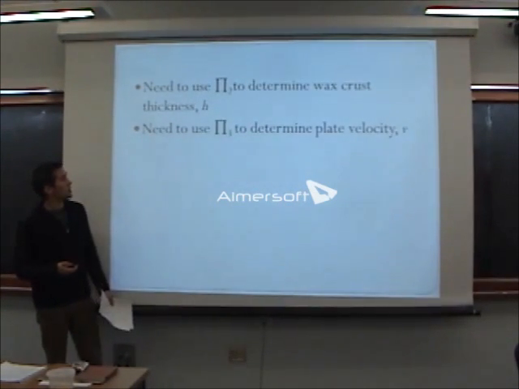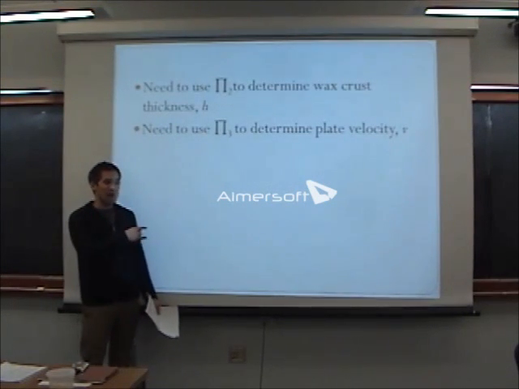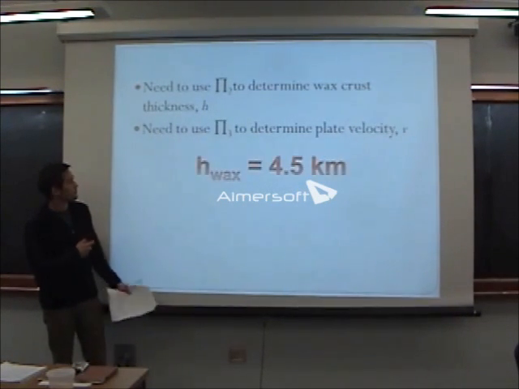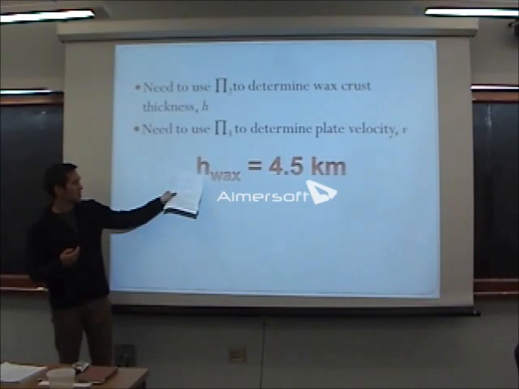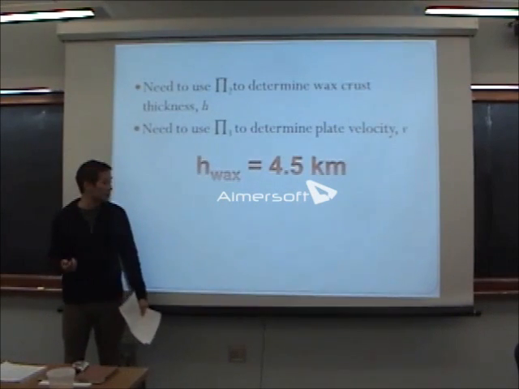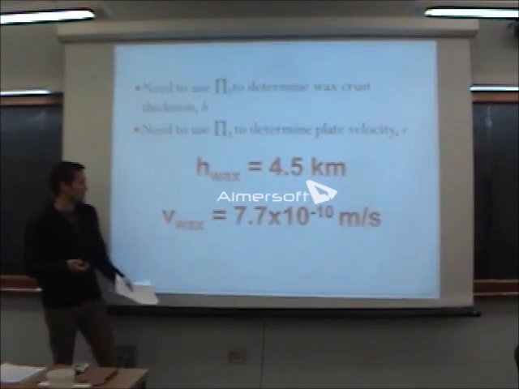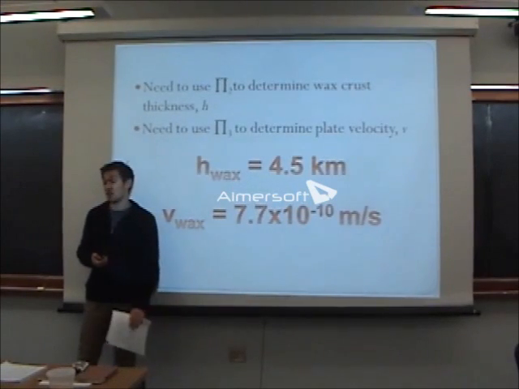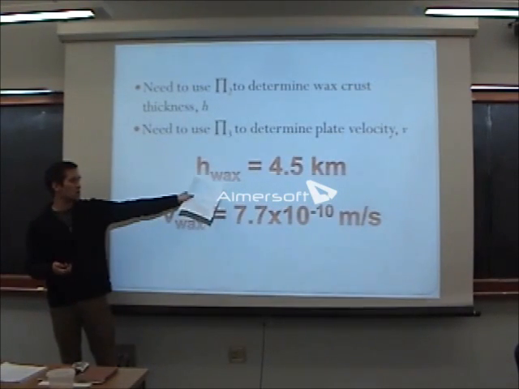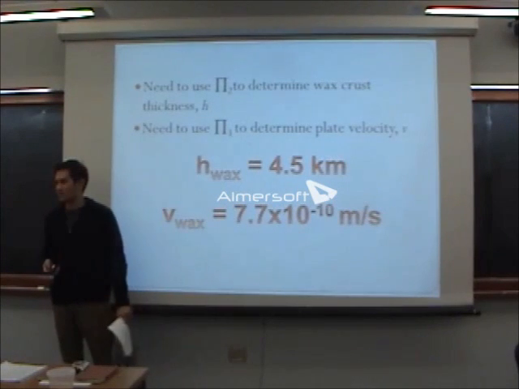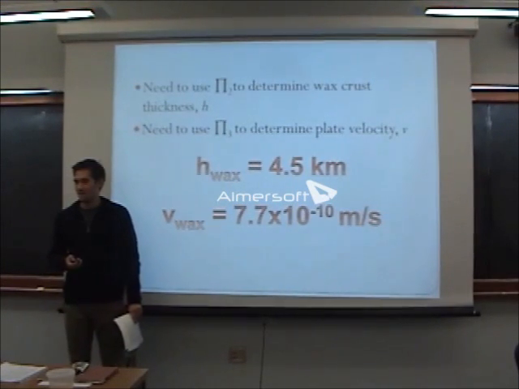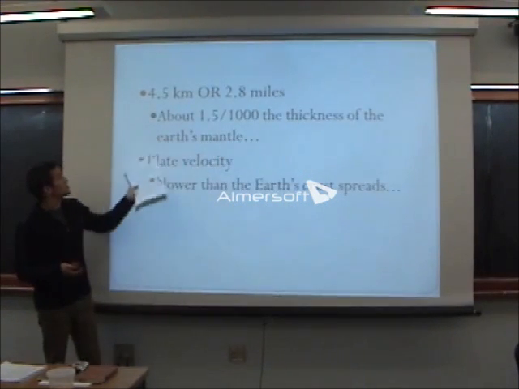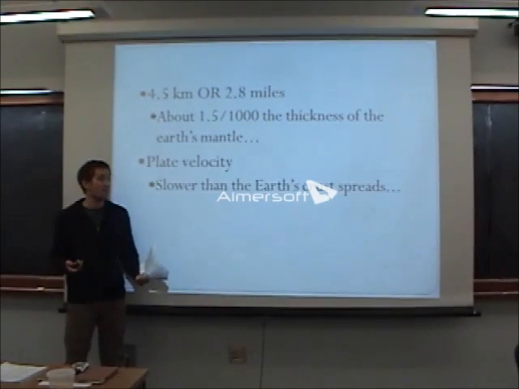We go through the similar dimensionless groups using the temperature that we found in the first dimensionless group. Same method of solving. We get the height of the wax needs to be 4.5 kilometers, and the speed of the wax needs to be 7.7 times 10 to the negative 10th meters per second. Now, does anyone know how many miles 4.5 kilometers is? Around 3, right? So 4.5 kilometers is around 2.8 miles.